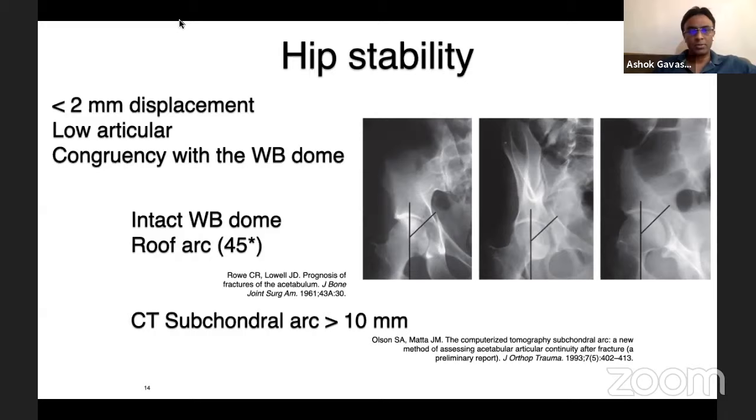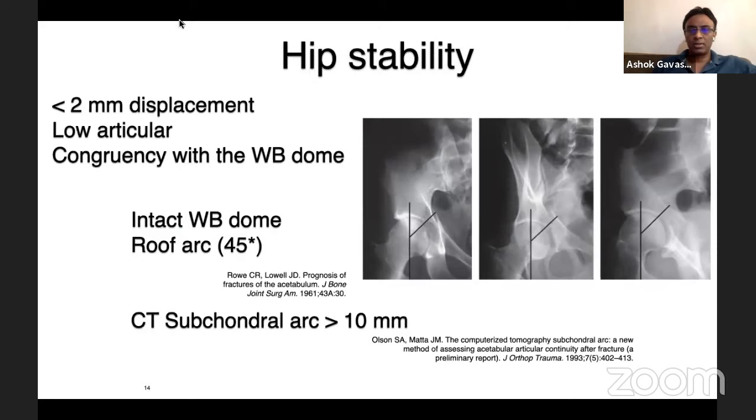More amounts of displacement can be accepted at infratectal levels, and your femoral head should be congruent with the weight-bearing dome in all three views without traction. So if you can satisfy all these criteria, those fractures can be conserved.